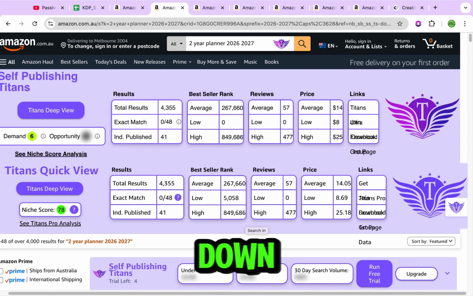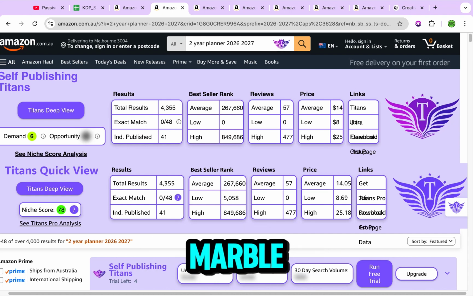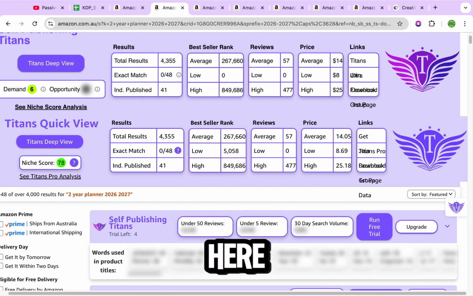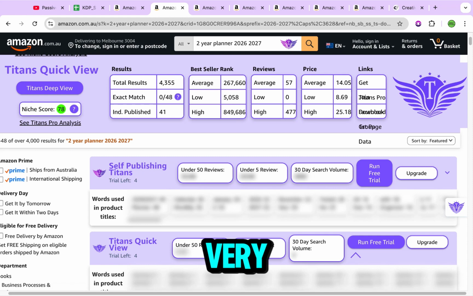And also niche down, because there are different types of florals: watercolor, marble, gold, and silver are also lovely ones that work best for this kind of thing. As you can see here, some lovely interiors, lovely covers as well, very colorful and very eye-catching.